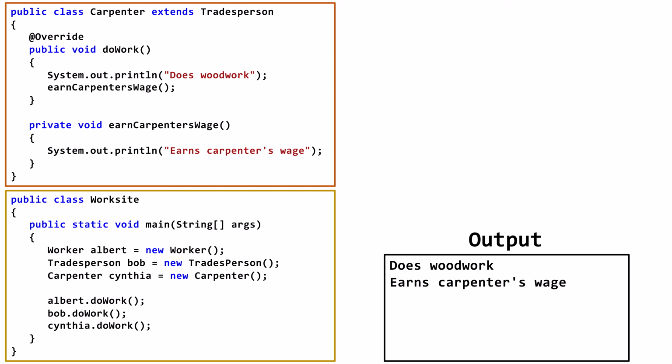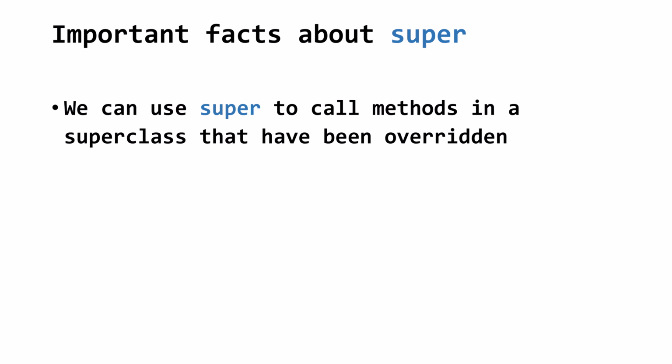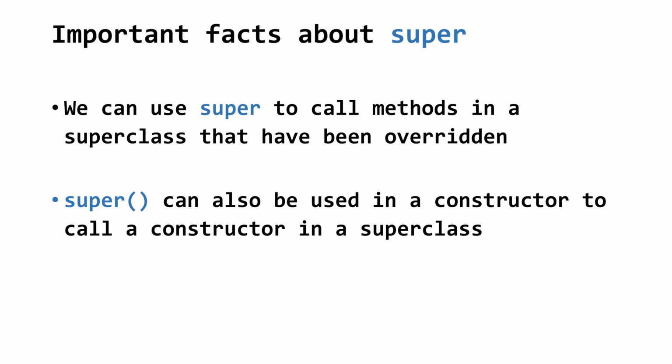Remember, if we do not override a public method in a subclass, the most recent version of it will be inherited from a superclass. Next, we're going to talk about using the super keyword to call methods in a superclass. Some important facts about using the super keyword. We can use the super keyword to call methods in a superclass that have been overridden in the subclass. Super can also be used in a constructor to call a constructor in the superclass. We won't learn about this second use right now.